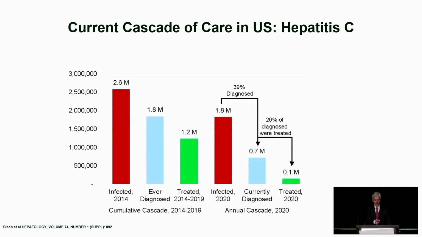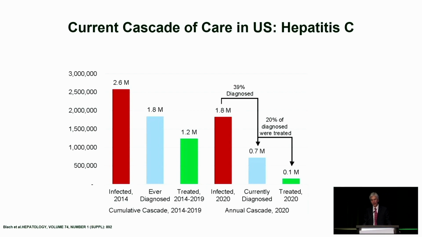So with that introduction here, right now in 2020, it is estimated that there are 1.8 million, this is in the center red, individuals who have hepatitis C. Since the direct-acting antiviral agent era has been entered, we've actually cured over 1 million individuals successfully.